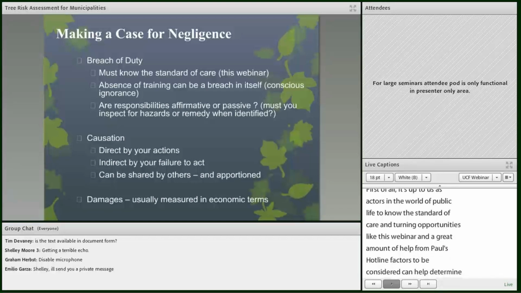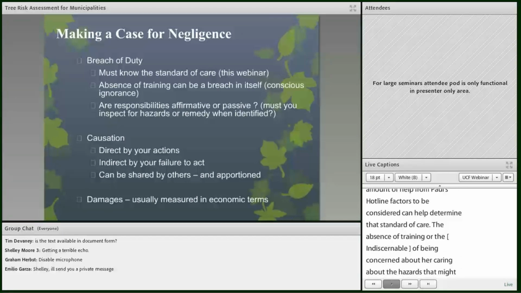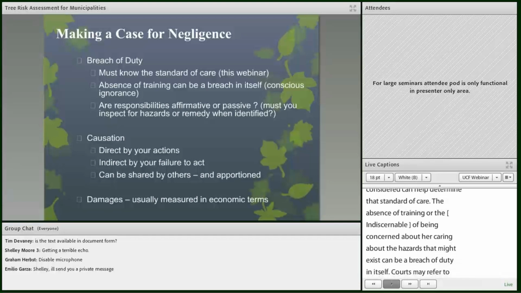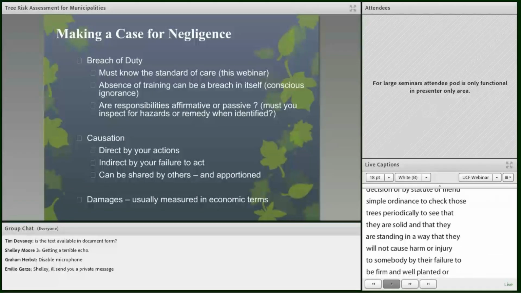The absence of training or the want of being concerned about or caring about the hazards that might exist can be a breach of duty in itself. Courts may refer to that as conscious ignorance or neglect to inform yourself about your responsibilities. And those responsibilities can be either affirmative. For example, if there's a row of trees along a street, if it's affirmative, you have a duty, and your duty is either spelled out by court decision or by statute or by municipal ordinance, to check those trees periodically to see that they are solid and that they're standing in a way that they will not cause harm or injury to somebody by their failure to be firm and well planted, or they might disrupt the adjoining pedestrian pathway, etc.